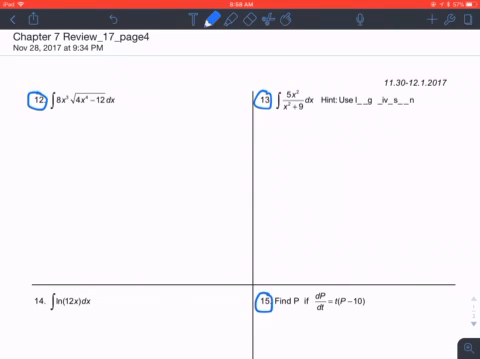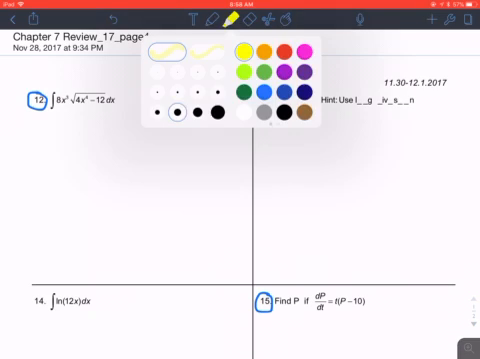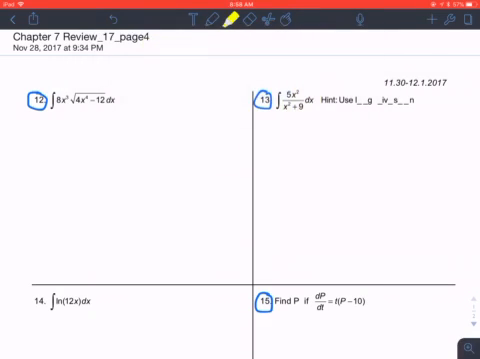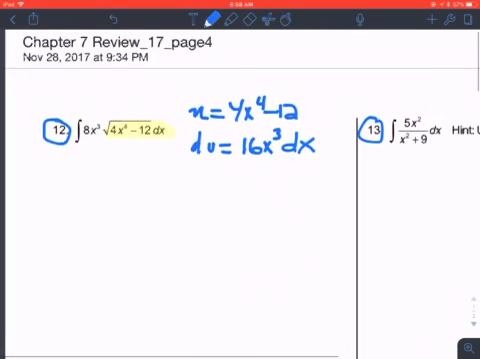All right, so if we look at number 12 to start, I want you always to check under that radical, if I pick that as u, is its derivative out front? Yeah, it is. It's a degree lower, so that means I don't need to use parts. So therefore, I'm going to let u equal 4x to the fourth minus 12. So du is therefore 16x cubed dx.